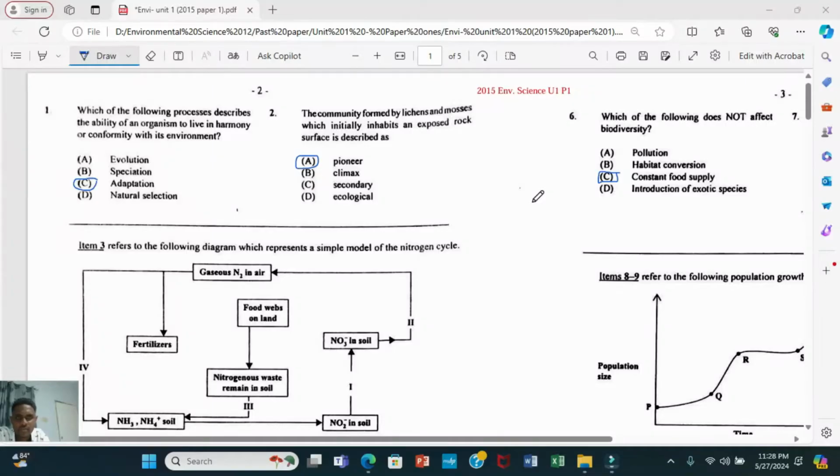This is the 2015 Environmental Science Unit 1, Paper 1. All right, guys, so let's get straight into it. Number 1 says, which of the following processes describes the ability of an organism to live in harmony or conformity with its environment? And the answer is C, adaptation. Now remember, guys, adaptations are normally short-term and evolutions are normally long-term changes, all right?